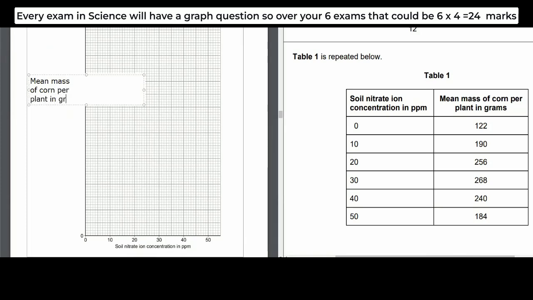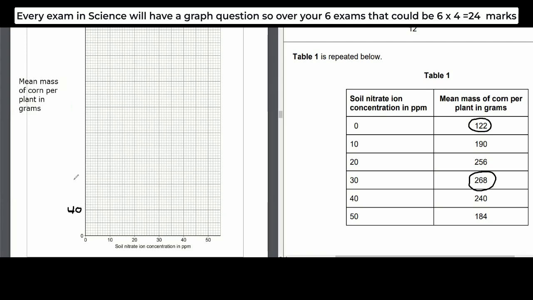So here we're just putting down the dependent variable, mean mass of corn per plant in grams. That scores us 1 mark. The next mark is for making the scale. So we want to identify the smallest number, which is 122, and the largest number, 268. We want to make sure that our scale will go all the way up and above 268.